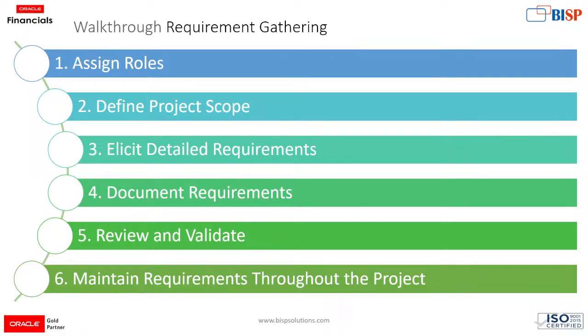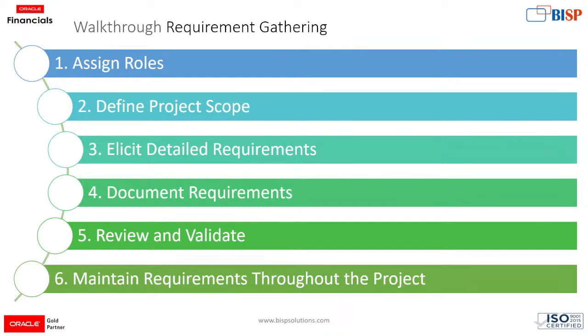Let's walk through the requirement gathering, right? So the first process is requirement gathering. It is a crucial phase in project management and software development. It involves collecting, documenting and managing the requirements that define the features and the functionality of a system or application.